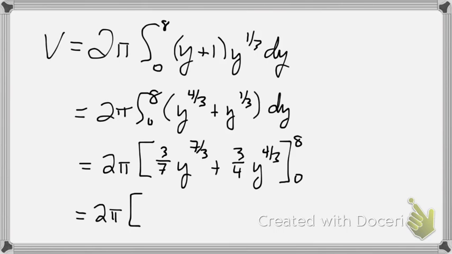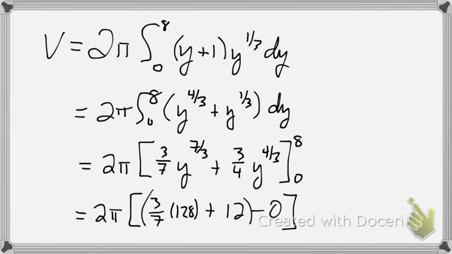So that's a 2 pi. Let's see, if I plug in 8. Now, that fractional 3 in the power means a cube root, and the cube root of 8 is 2. So I want 2 to the 7th. 128? And 128 times 3/7. Look, it's just 3/7 times 128. Then we've got plus 3/4. Cube root of 8 is 2. 2 to the 4th is 16. Oh, that's just going to be 12. Minus 0.